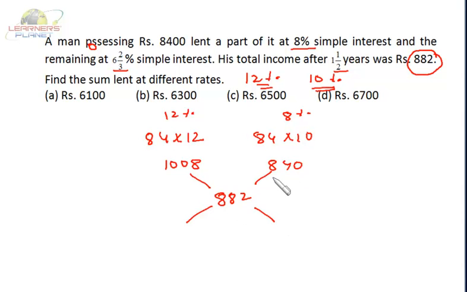Okay, now it is 882 minus 840, it is 42. And 1008 minus 882 is 126. Okay, now what is the ratio? It is 1:3. That is 42 threes are 126. That means one part has been given at 12% interest, that is 8% per annum, and the three parts has been given at 8% interest, that is 6 2 by 3% per annum. Okay, so we have to break 8400 into 1:3 ratio.